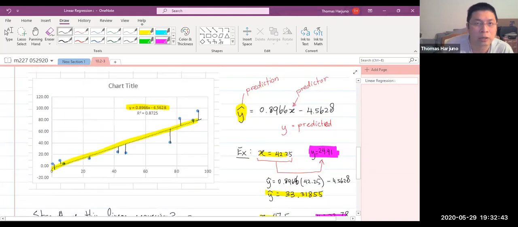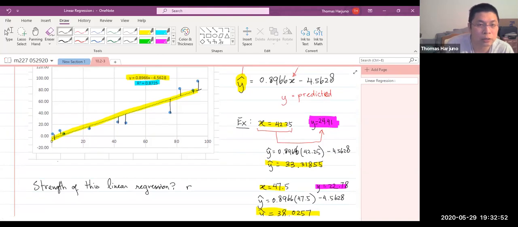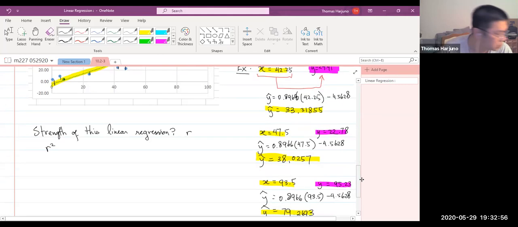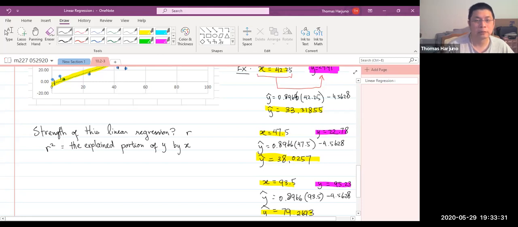Where's that R, Thomas? Here. The R is from here. From that R, what we saw there is R squared. Now, R squared represents the explained portion of y by x. How to say it better? It's like the up and down of x tells about the up and down of y by r squared.